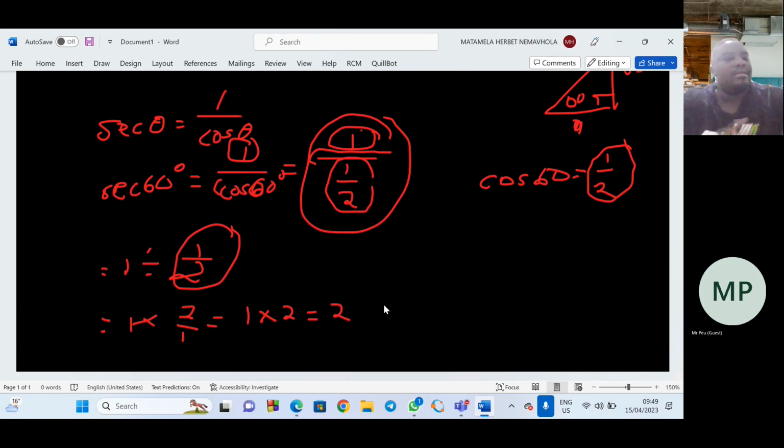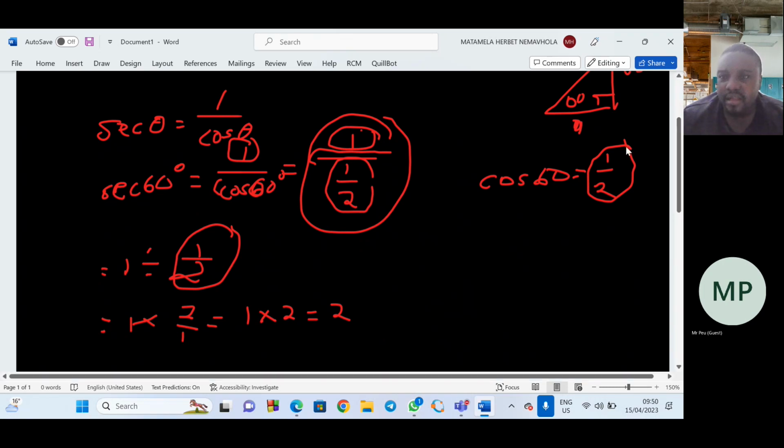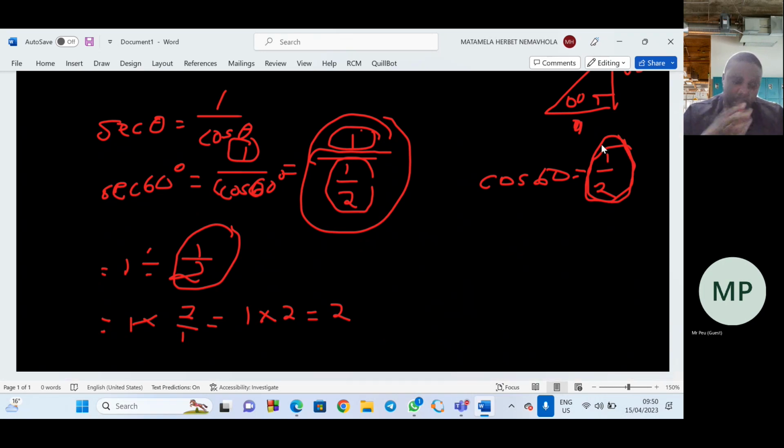Yes. So that's how you do it. So when we say cos 60 equals 1 over 2, we replace cos 60 with this value here, 1 over 2. Yes. So that's how it works. Any question?